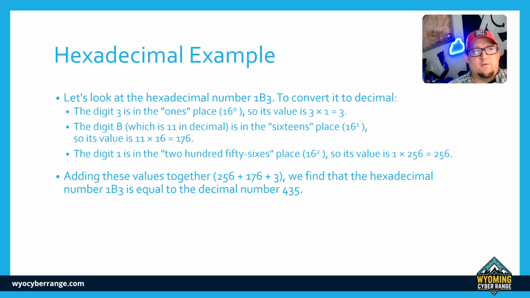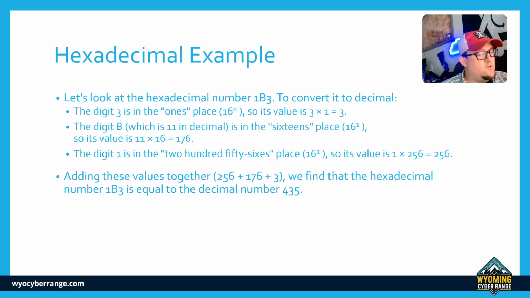B, remember B stands for 11. And so if we took B and multiplied it by 16, we would get 176. You see how much bigger of a number we got really quickly without even having very much data? It's crazy how efficient hexadecimal can be. Now, the last digit is going to be in our 256 spot, which is 16 squared, so it's 1 times 256. So we get 256. Now, if we add all those numbers together, 1B3 is 435.